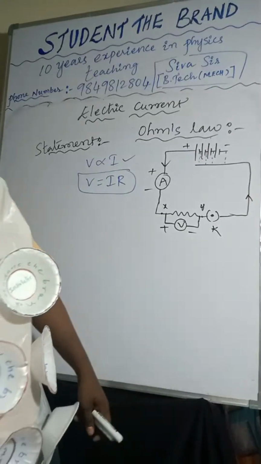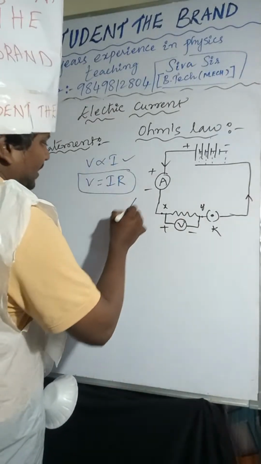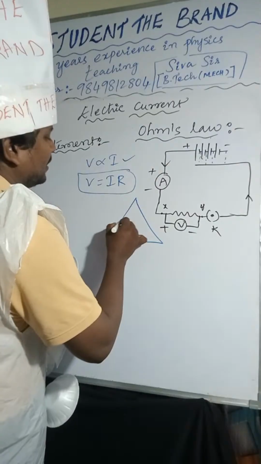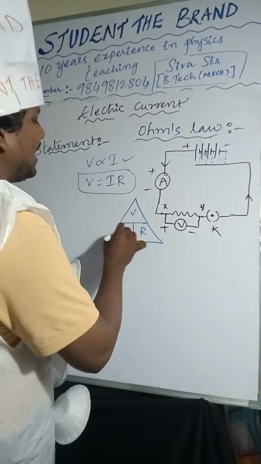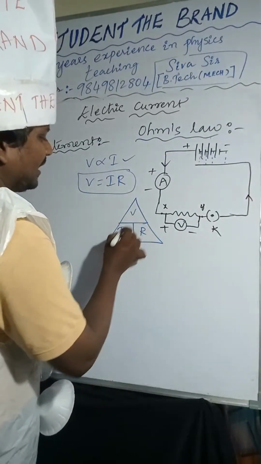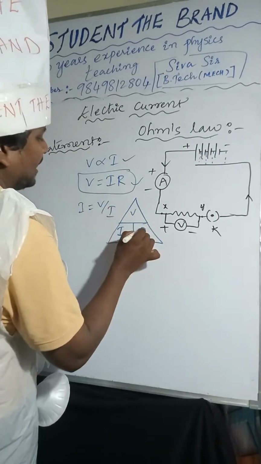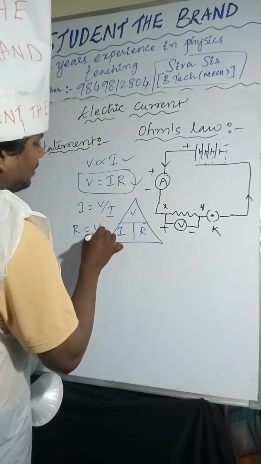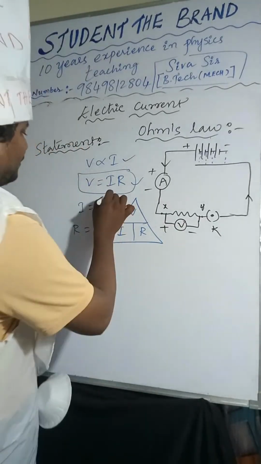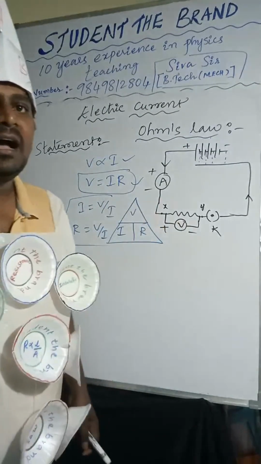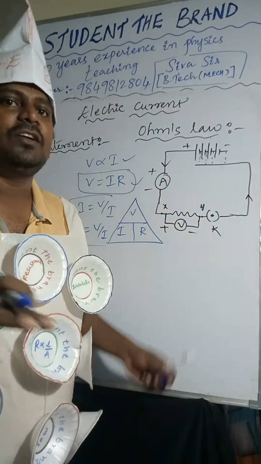Make sure that you learn this statement. I am giving the triangle format. Here I am considering V, I, R. If you are taking V, it is I multiplied by R. If you are taking I, it is V by R. If you are taking R, it is V by I. So V equals IR, I equals V by R, R equals V by I. Highly most important. Make sure that you learn this point.